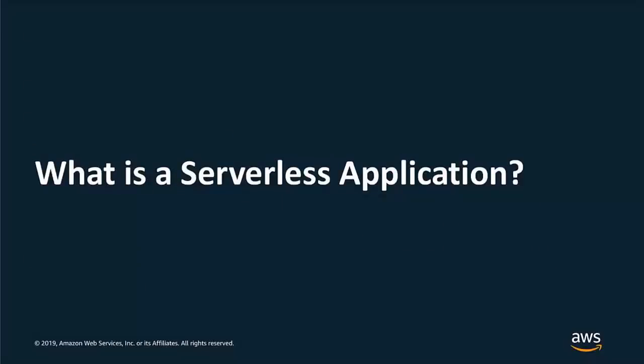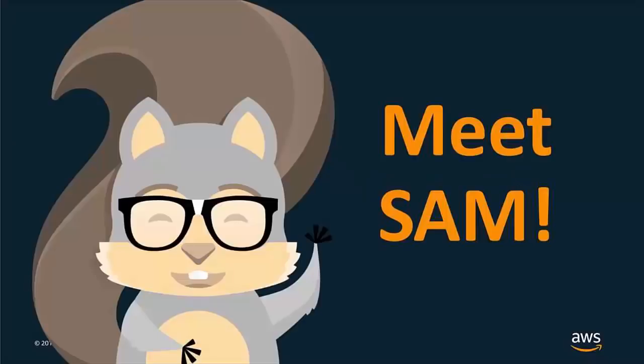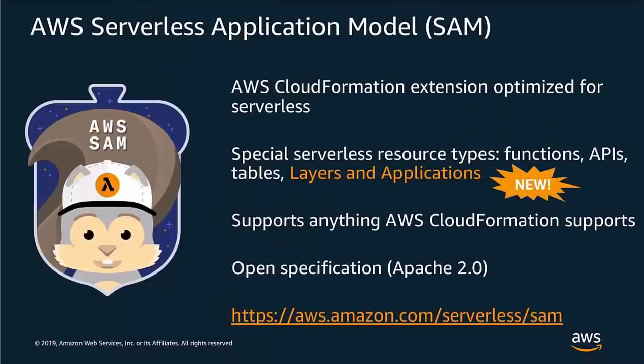So what is a serverless application? Well, the first thing you need to do to learn about serverless applications is to meet SAM. SAM is our serverless application mascot. And SAM itself stands for the Serverless Application Model. AWS SAM is a CloudFormation extension and companion CLI tool optimized for building serverless applications. It defines serverless-specific resource types such as functions and APIs. It also now defines layers and applications, applications being the resource type of nested applications, which we'll discuss in detail today. It's important to note that while SAM defines its own resource types, it also supports anything AWS CloudFormation supports. So it's not limited in that way. It's an open specification with an open source implementation available in the AWS Labs GitHub repository.